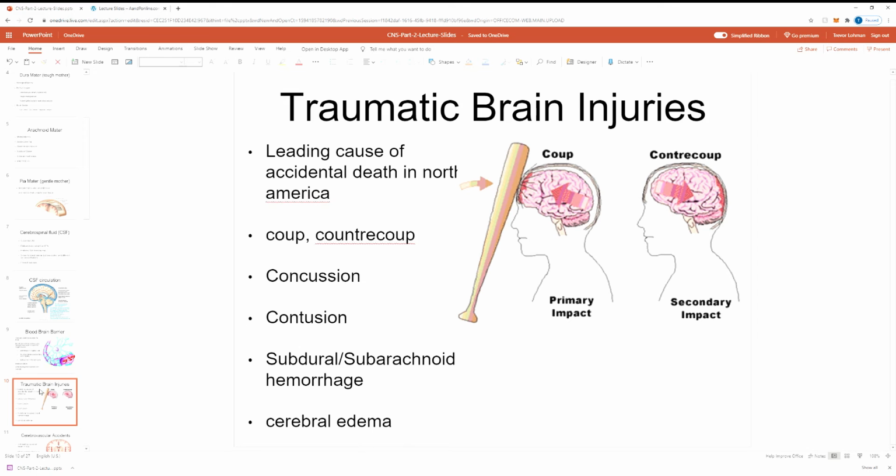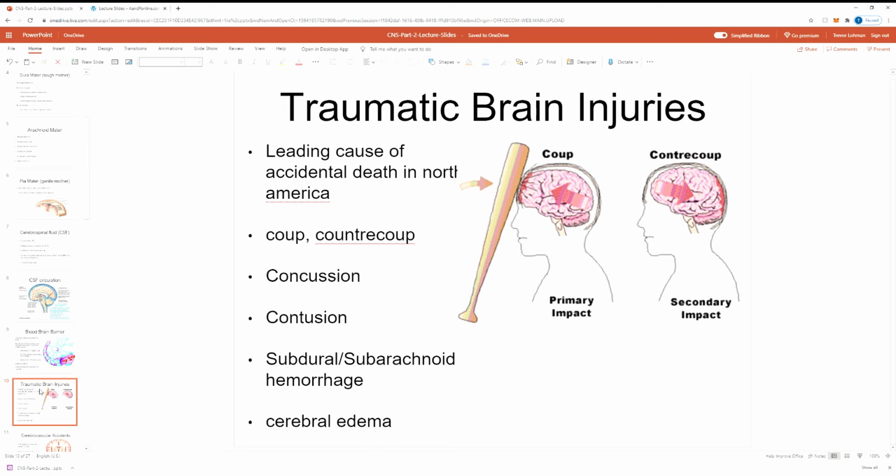You kind of think of TBI as like a one in a million type of thing, but actually, it is the leading cause of accidental death in North America. It doesn't come anywhere close to being the leading cause of death, period, but it's the leading cause of accidental death. And that is primarily because of motor vehicle accidents. We spend a lot of time driving, and accidents do happen, although relatively rare. They do happen, and they can be pretty severe, of course.